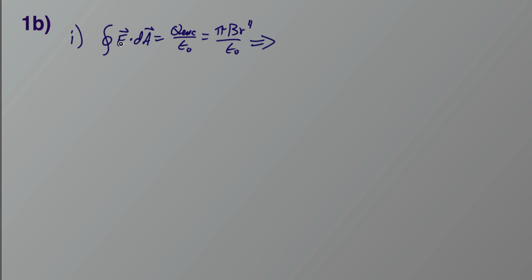This implies then, on the left-hand side, because we chose our Gaussian sphere carefully, the electric field is constant everywhere due to that spherical symmetry. So E times the integral of dA is just going to be that area. So we have the electric field times the area, 4 pi r squared, the area of our Gaussian sphere, must equal pi beta r to the 4th over epsilon naught. A little bit more algebra. The electric field then equals beta r squared over 4 epsilon naught.